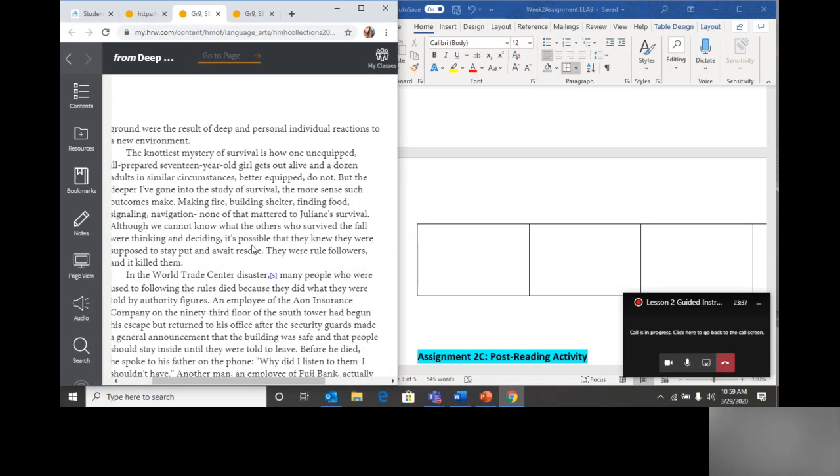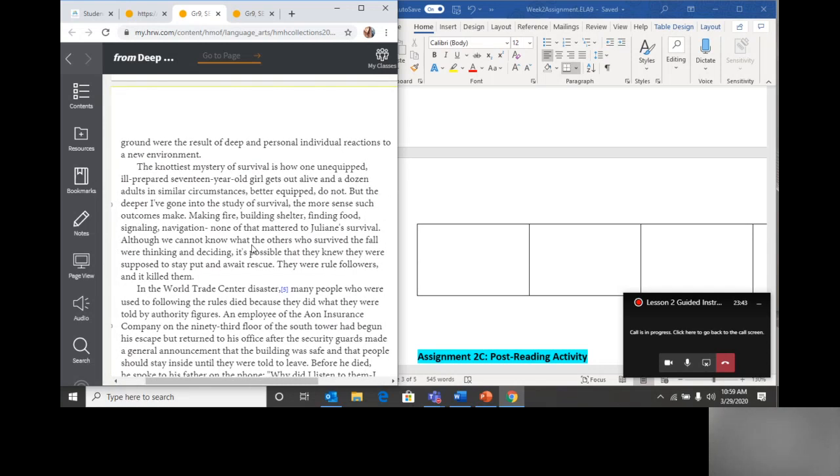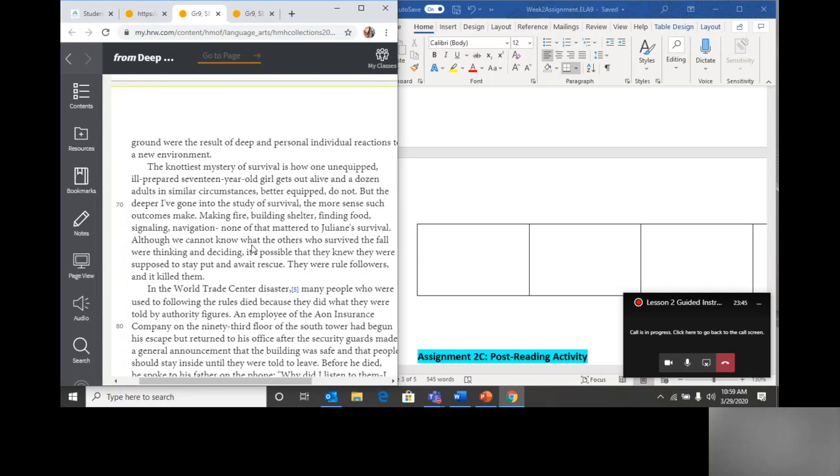The knottiest mystery of survival is how one unequipped, ill-prepared 17-year-old girl gets out alive, and a dozen adults in similar circumstances, better equipped, do not. But the deeper I've gone into the study of survival, the more sense such outcomes make. Making fire, building shelter, finding food, signaling, navigation, none of that mattered to Julianne's survival.